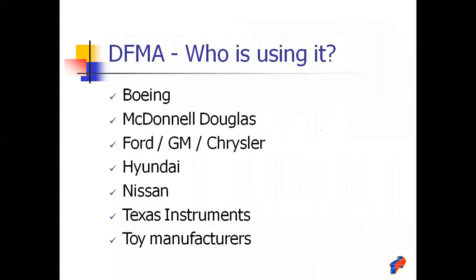Then moving on to the next slide. This slide shows the companies that are applying the DFMA concepts. For example, Boeing, McDonald's, Ford, Hyundai, Nissan. These are the bigger organizations that are applying the DFMA concepts in every product they manufacture. Okay.